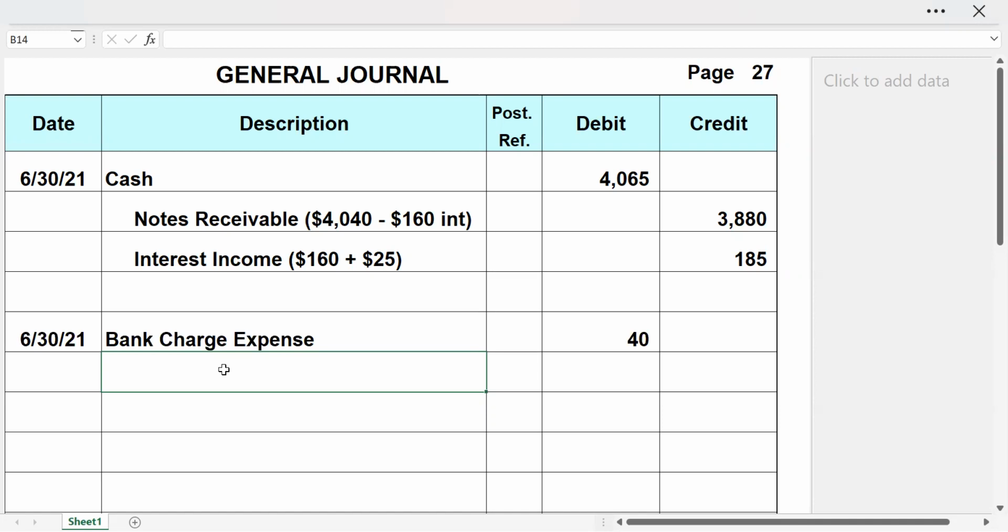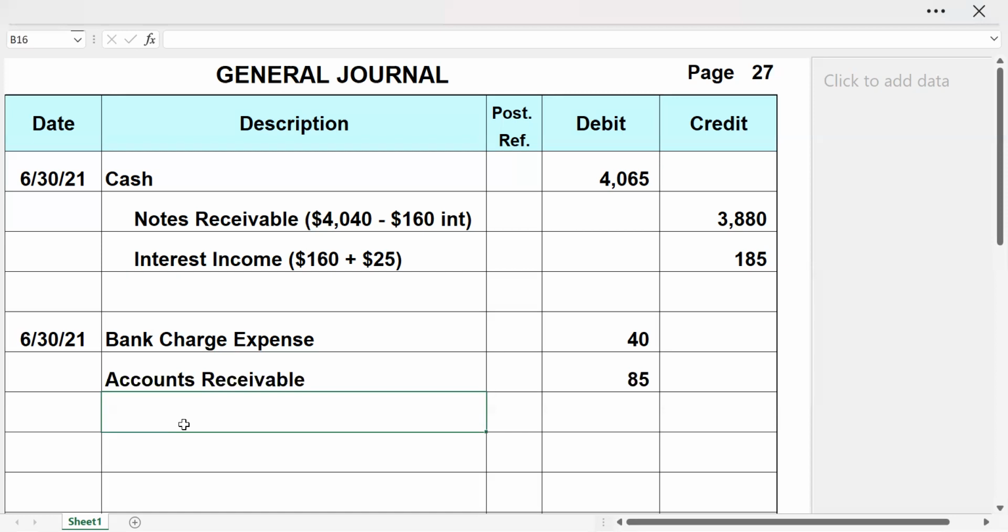Now, what about the NSF check? When we find out that this customer's check bounced, we're going to pick up the phone and call the customer and say, your check bounced and you owe me money now. When a customer owes us money, it's an accounts receivable. But it's not just for the $70 check. We're going to bill them for the $15 fees, because we wouldn't have incurred those fees had they not bounced the check.